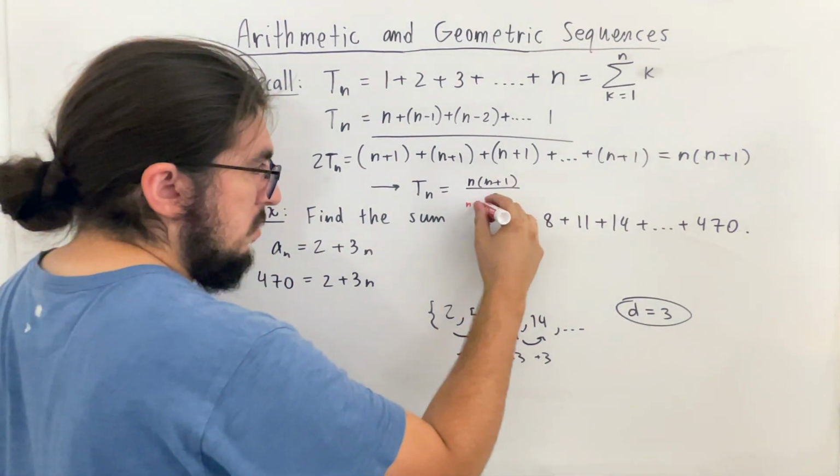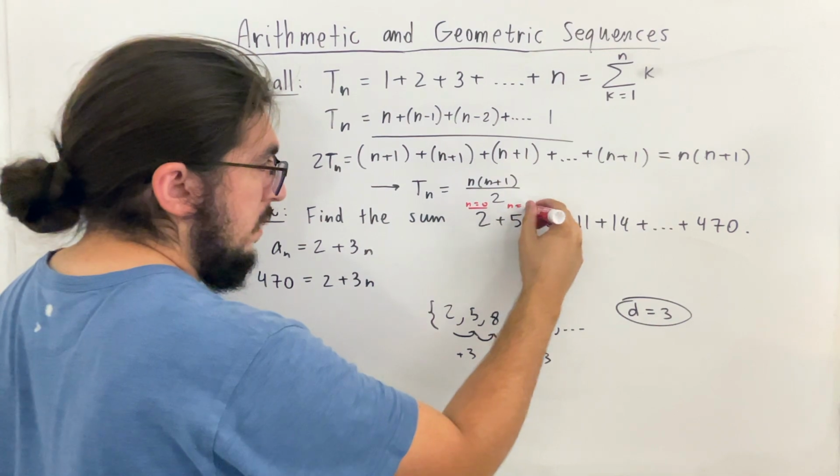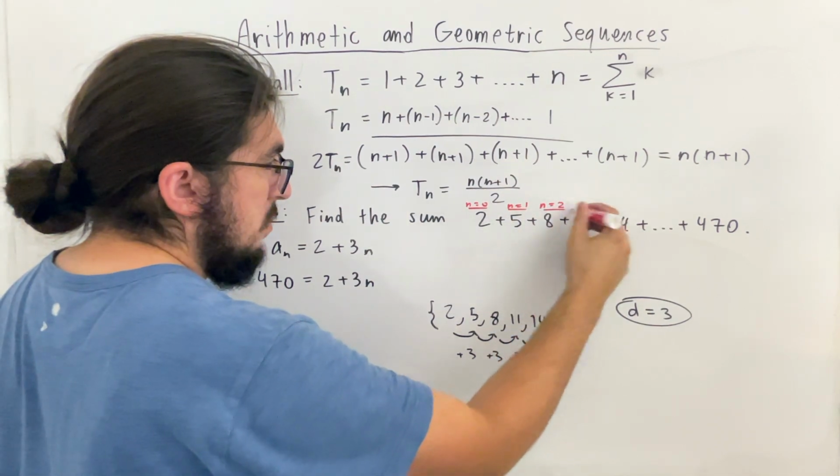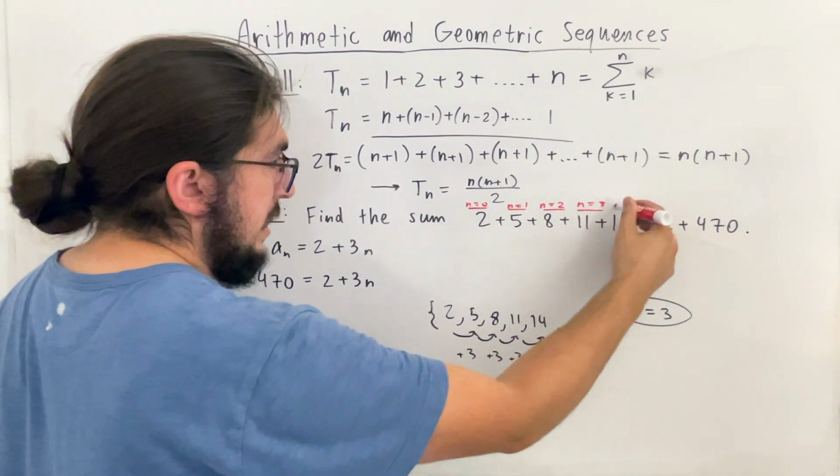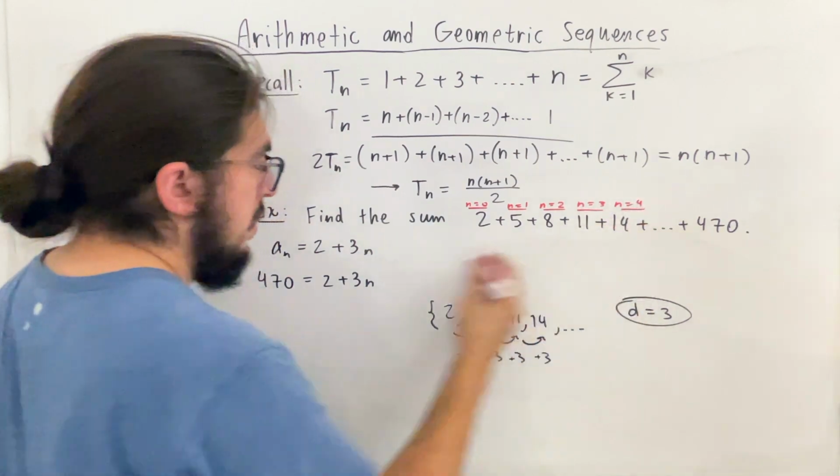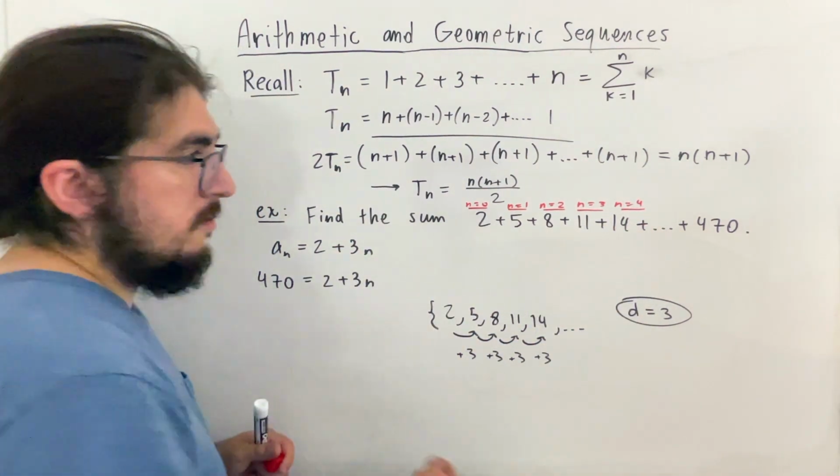So this is when n is equal to 0, when n is equal to 1, when n is equal to 2, when n is equal to 3. And you can check by plugging these in. For example, when n is equal to 4, 4 times 3 is 12, plus 2 is indeed 14.